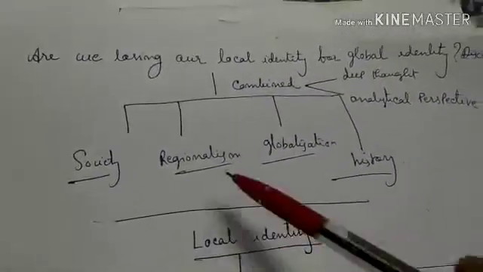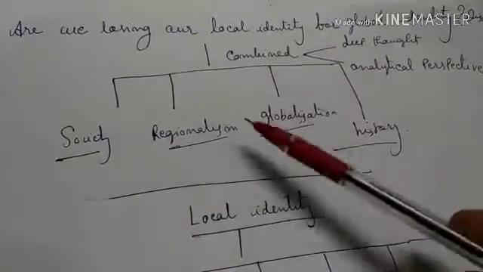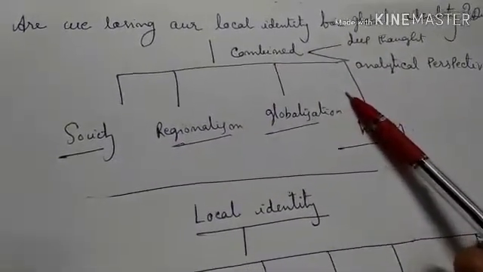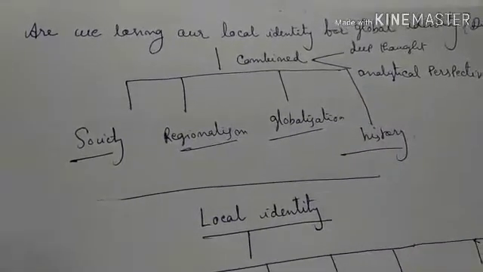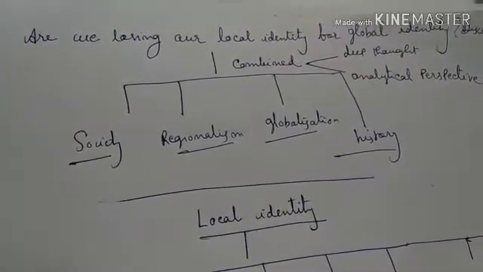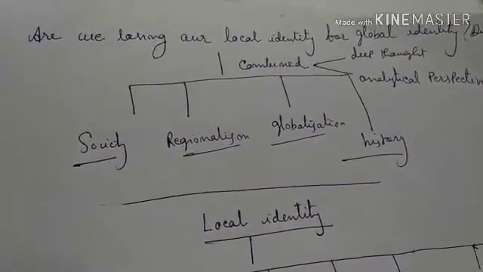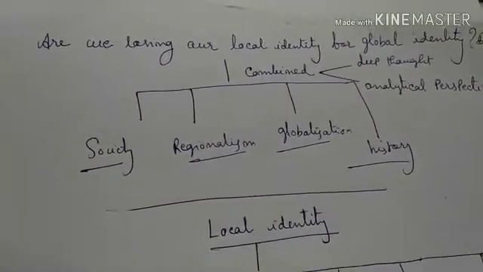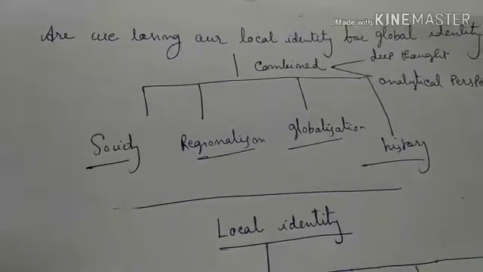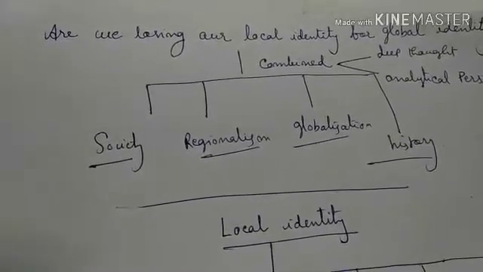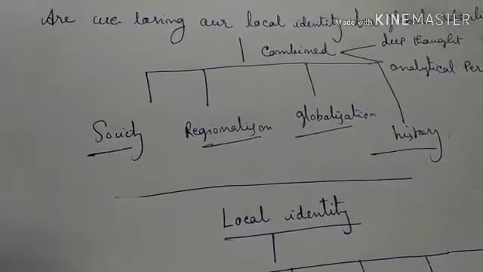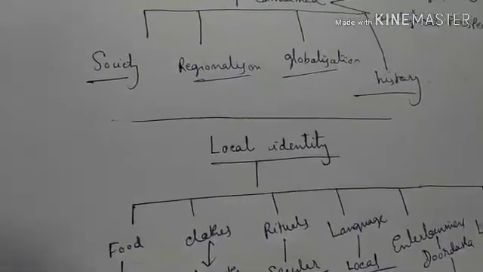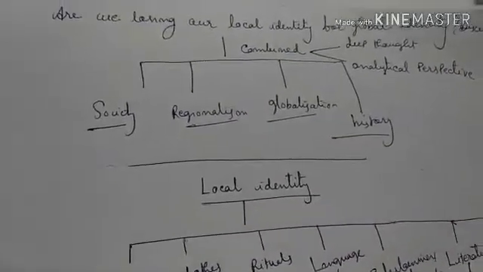So first we have to understand what the question is asking. Are we losing our local identity for global identity? That means the question is asking what the impacts of globalization are on local elements. What are the local elements in India which have been replaced by the impacts of globalization? What are their consequences, their advantages or disadvantages? This is the tone of the question. So first we have to understand the question.